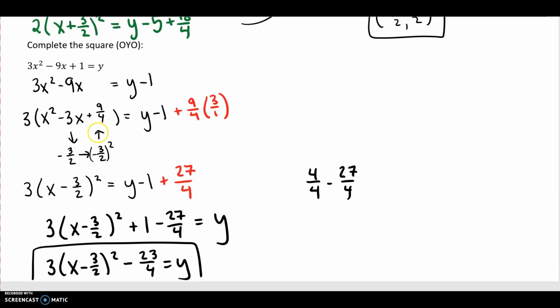Another important thing is that, again, it's okay to have fractions. That'll happen sometimes. But just don't forget to factor out the GCF, and don't forget to add whatever you're adding to both sides. Otherwise, you will change the equation.